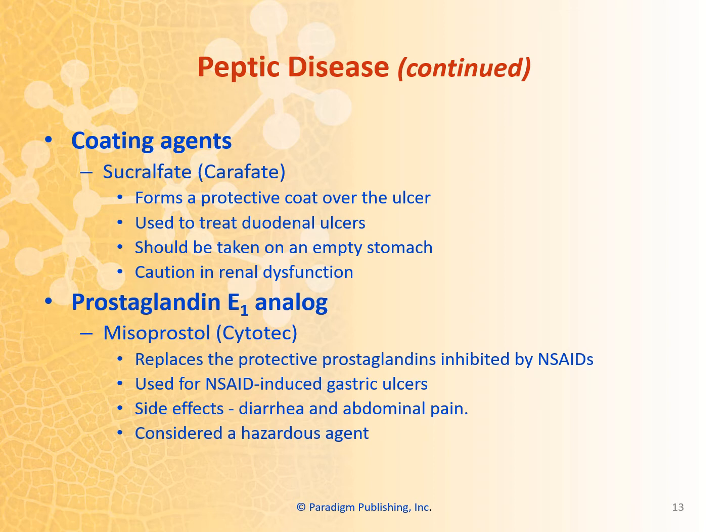So the prostaglandin E1 analog, Cytotec, replaces the protective prostaglandins inhibited by the NSAIDs, or the non-steroidal anti-inflammatory drugs. It's used for NSAID-induced gastric ulcers, and the side effects can be diarrhea or abdominal pain, and it is considered hazardous, so that's one that you have to practice caution with. I believe that the Cytotec vials or bottles of the drugs themselves actually have the black label on them that say that they are hazardous. I think they're either tier 1 or tier 2 on the NIOSH list, and things like that shouldn't be handled by pregnant women, especially, they're at high risk, and then also you need to wear gloves if you're going to be dispensing that.